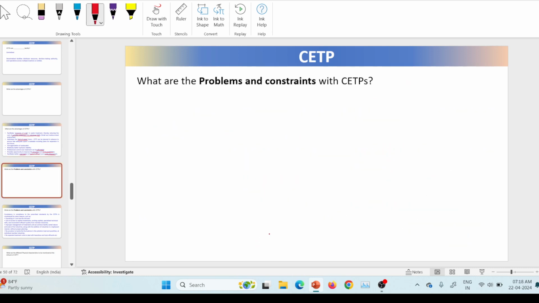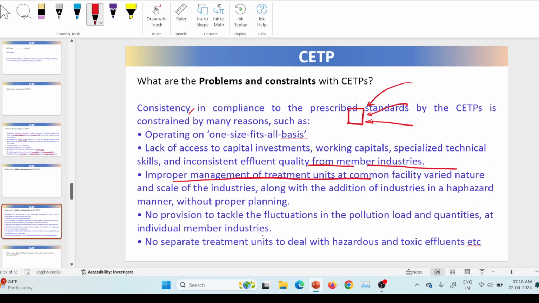What are the problems and constraints with CETP? The problems are consistency in compliance. Consistency in compliance to the prescribed standards by CETP is constrained by many reasons, such as operating on a one-size-fits-all basis.